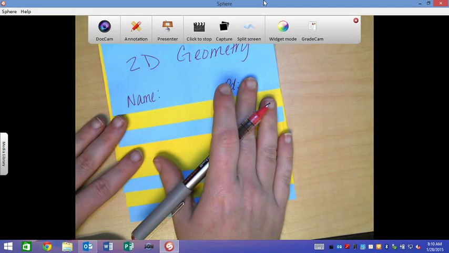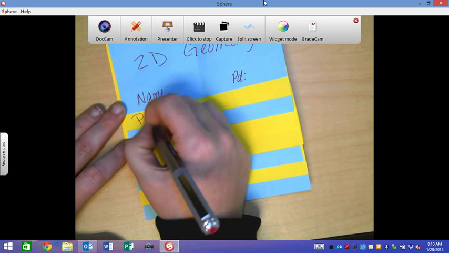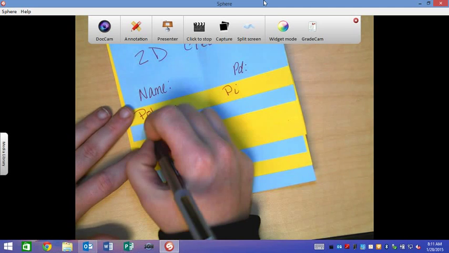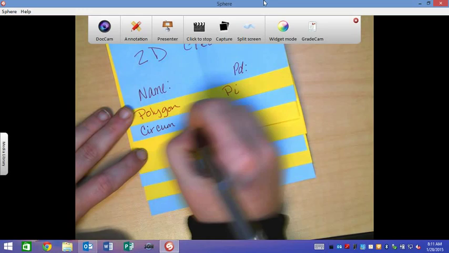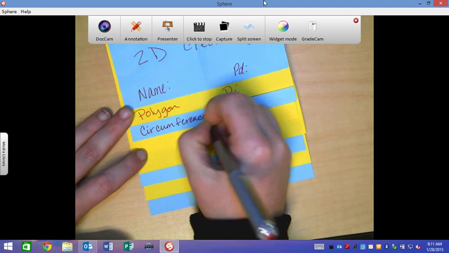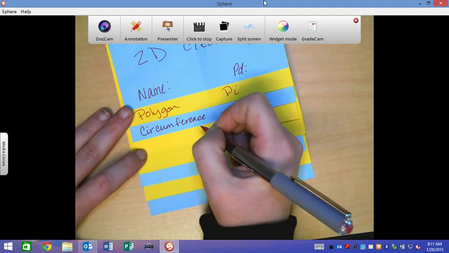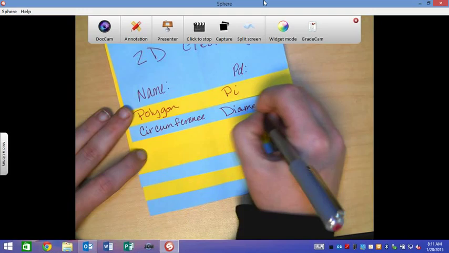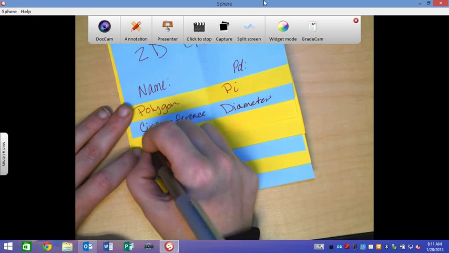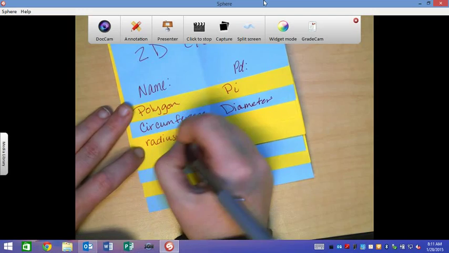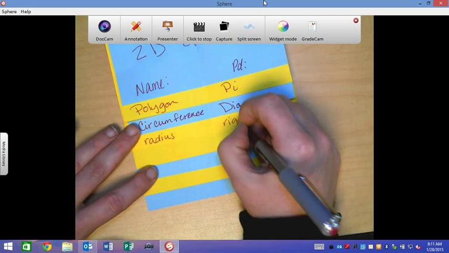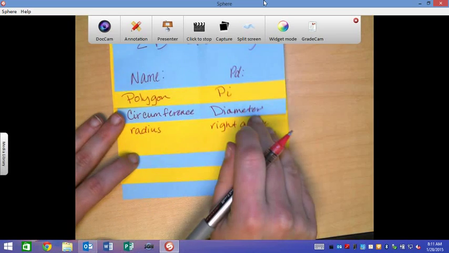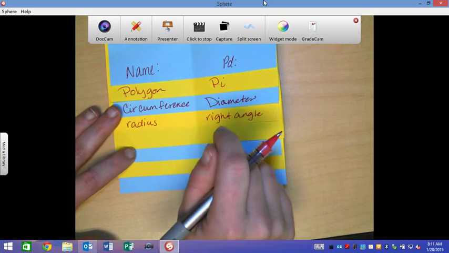So the labels are going to be polygon, pi, circumference. And remember, you can always pause the video in case you need to slow down or slow me down and catch up. Diameter, radius, right angle. Hopefully some of these are starting to sound a little familiar to you. These are a lot of words that you've heard previously.